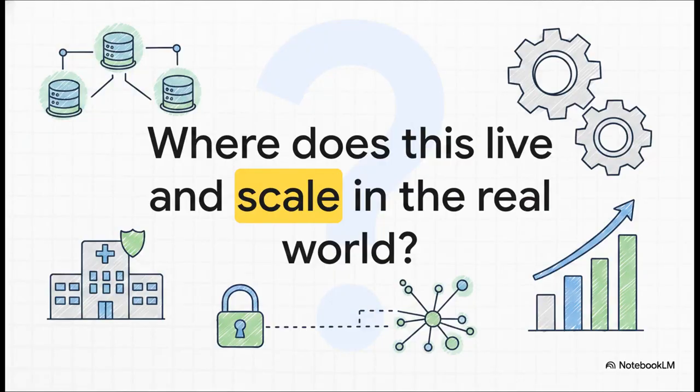Which brings up a pretty vital question. This architecture sounds absolutely incredible in theory, but where does this actually live and scale out there in the real world? How do hospitals actually host these massive, high-stakes intelligent systems securely?